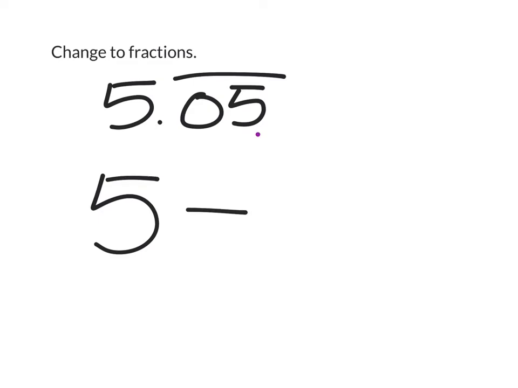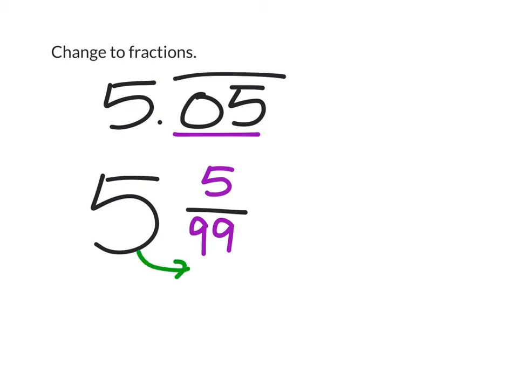right? And we got 0.5. I'm just going to write it as 5. That's my numerator. And then the number of 9s in the denominator is determined by how many numbers are repeating. There's 2 of them, so it's 2 9s right here like this. Okay. Now that's the mixed number.